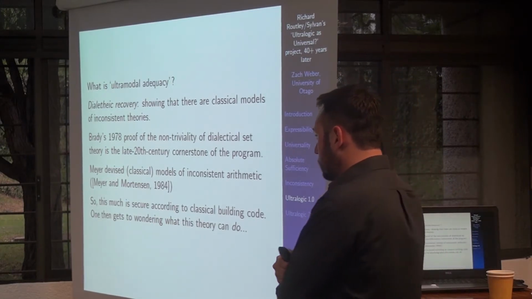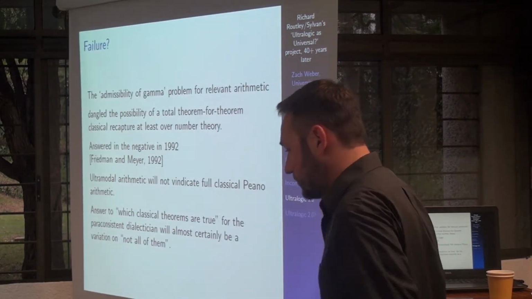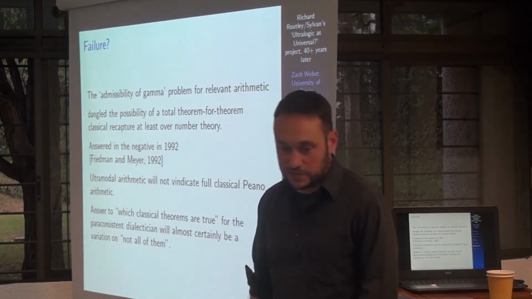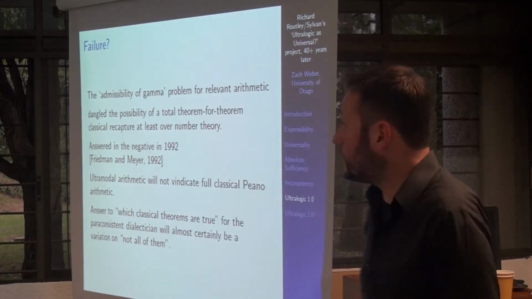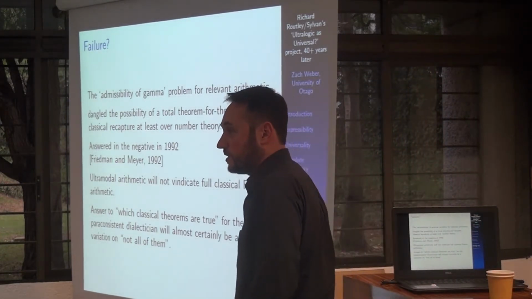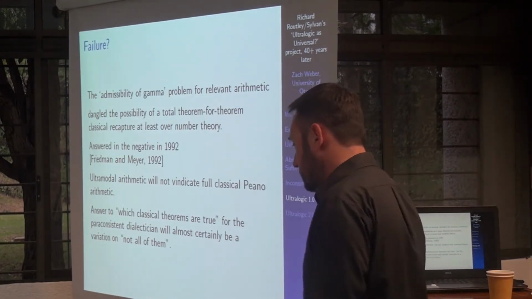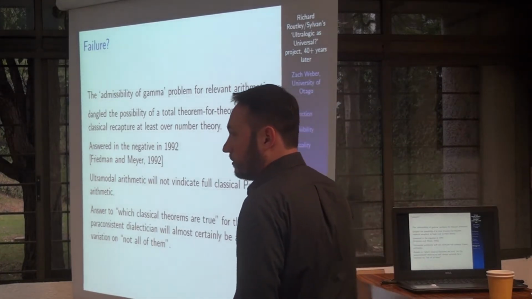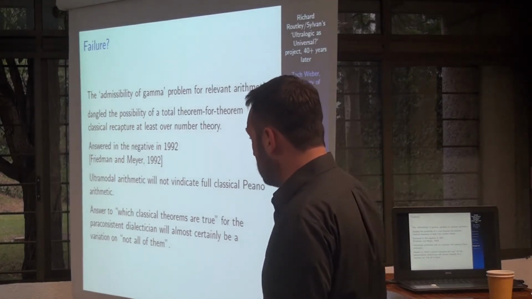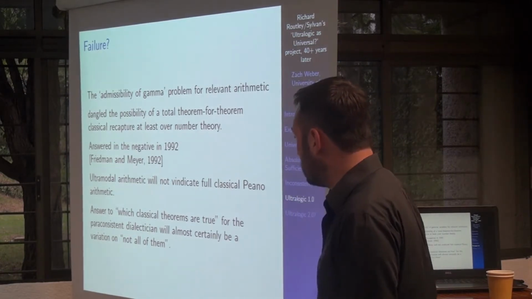I think what's more interesting is what does this theory actually do once one is reassured? So, fast forwarding into the mid-90s, there was this interest in relevant arithmetic, some kind of ultramodal arithmetic. Could relevant logic, theorem for theorem, recapture Peano arithmetic? It was shown in 1992 by Friedman and Meyer that it cannot. There are theorems of Peano arithmetic that cannot be proved by R, and R is way stronger than anything Routley is talking about. So it will not be able to do that. Ultramodal arithmetic will not vindicate full classical Peano arithmetic.